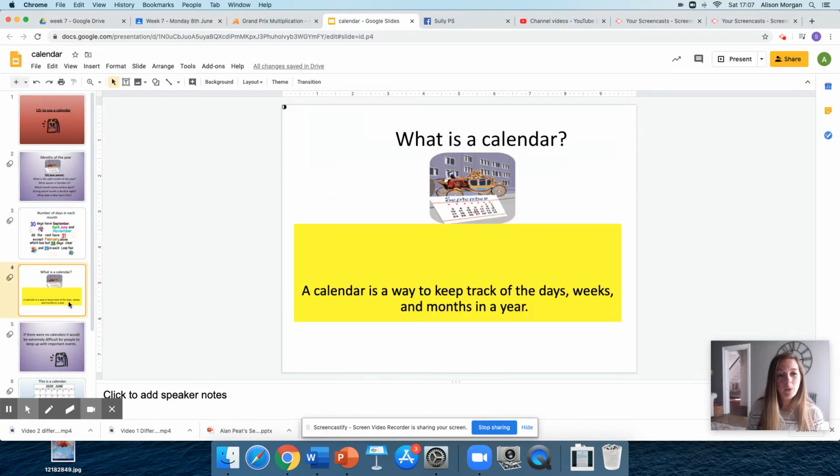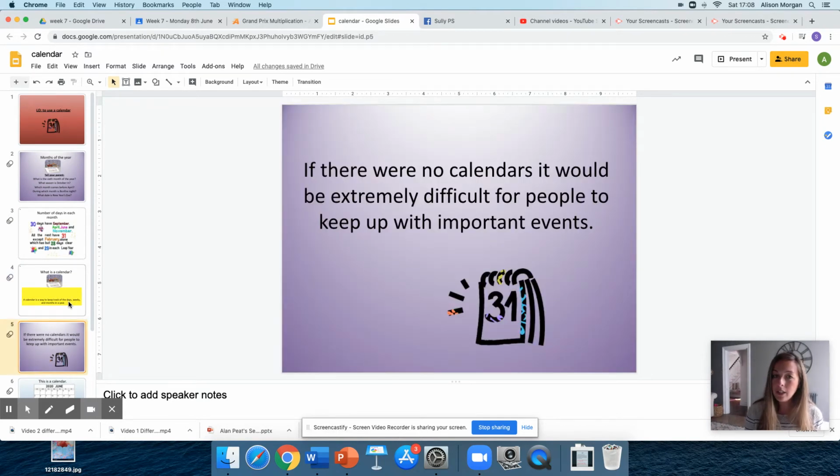Okay, but what is a calendar? Well, a calendar is a way to keep track of the days, weeks, and months in a year. If there were no calendars, it would be extremely difficult for people to keep up with important events. Now, I know that most people now actually don't have a printed calendar and use a calendar on a phone, but regardless of whether it is on a phone or a piece of paper, a calendar generally looks the same.